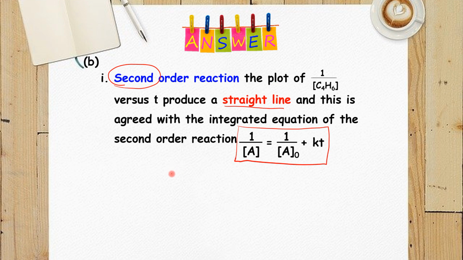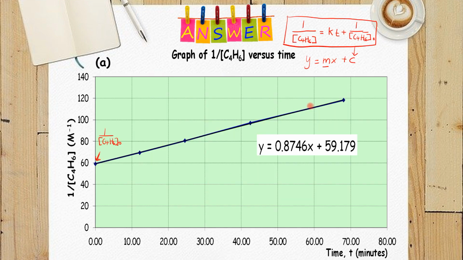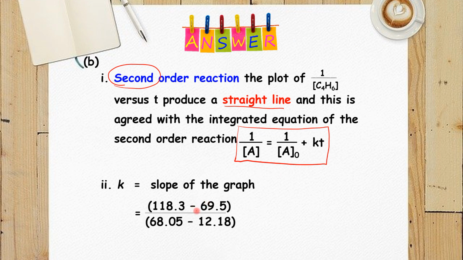Alright, so next, how to find out the value of k. So the value of k here is referred to as the slope of the graph. Okay, so you have to find the gradient. What is the gradient? Or the slope of the graph. Okay, you can take any point here. So this is an example of the calculation. So this is y2 minus y1 over x2 minus x1. Alright, next you can get k is equal to 0.873 per molar per minute.